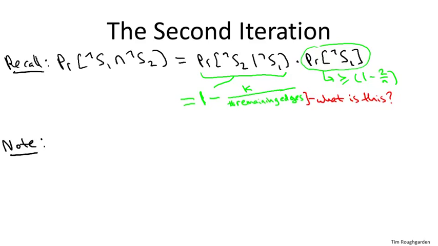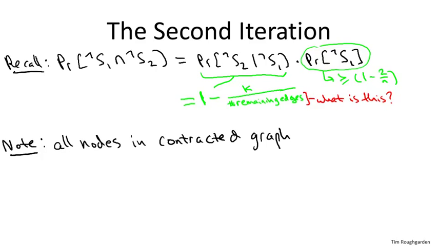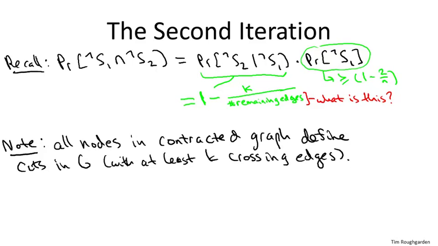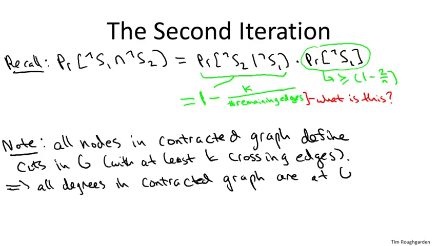Now remember, k is the number of edges crossing our minimum cut A, B, so any cut in the original graph G has to have at least k crossing edges. So, since every node in the contracted graph naturally maps over to a cut in the original graph with at least k edges crossing it, that means that in the contracted graph all of the degrees have to be at least k. If you ever had a node in the contracted graph that had only, say, k minus 1 incident edges, well then you'd have a cut in the original graph with only k minus 1 edges, a contradiction.